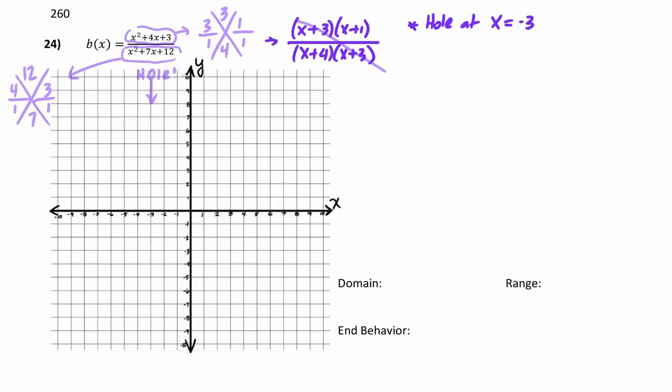Next, I like to go ahead and talk about the x-intercepts. I think that's pretty easy. Those come from the thing that's left over in the top. So let me write the fraction that is left over. X plus 1 divided by x plus 4.